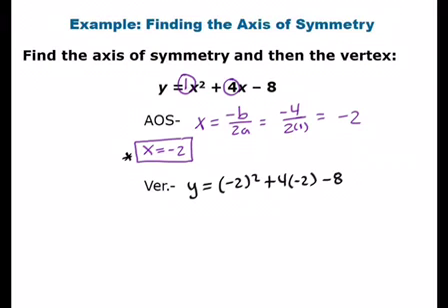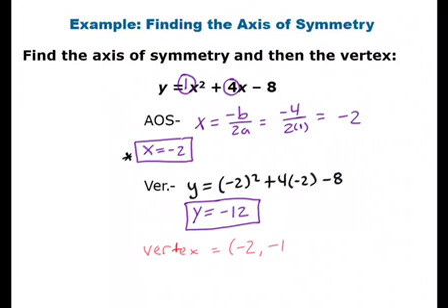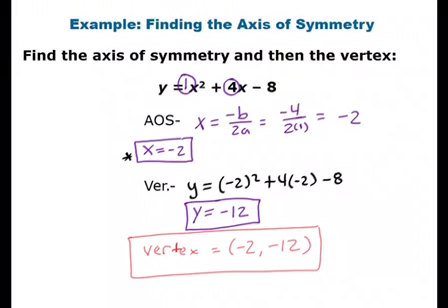And so when I solve this for y, I get the y value to equal negative 12. And so that means the y value of my vertex is negative 12. So my actual vertex in coordinate points is negative 2, negative 12. And so I take the axis of symmetry and I take the y value I get back, put them together to become my vertex.